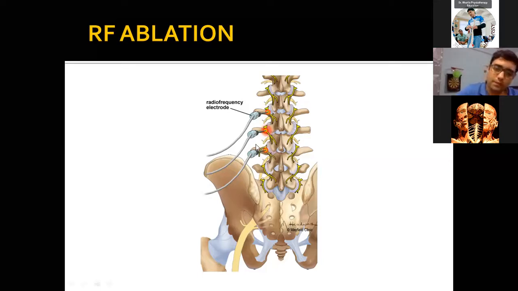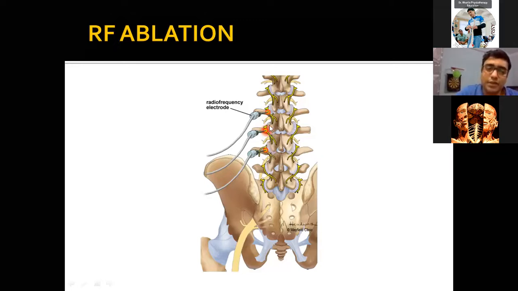So, as you can see here, every medial nerve has 3 branches, one going to that particular facet joint, the other going to the facet joint above, and the third one going down. So every facet joint is supplied by 3 nerves. So if we have to block this facet joint, we have to give injections at 3 levels. Similarly, if we are burning these 3 nerves, then there won't be any nerve supplying this facet joint. So even if the disease stays, the facet arthritis stays, the patient will not have any pain.